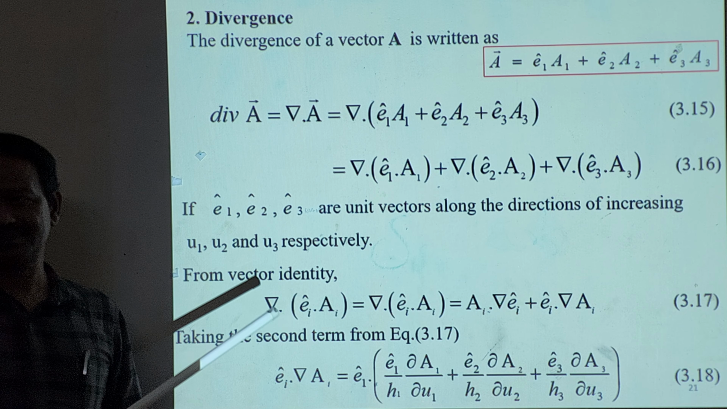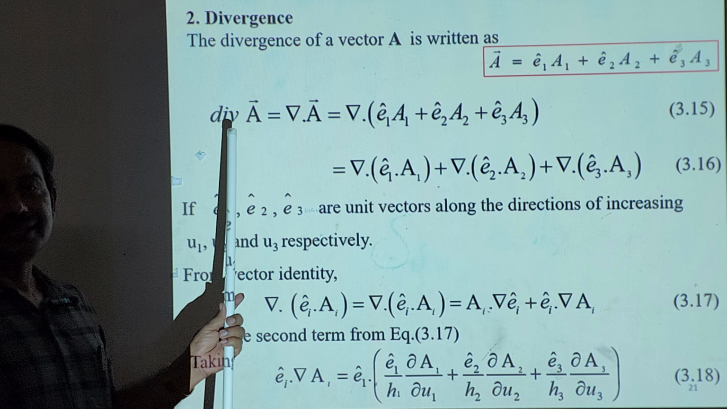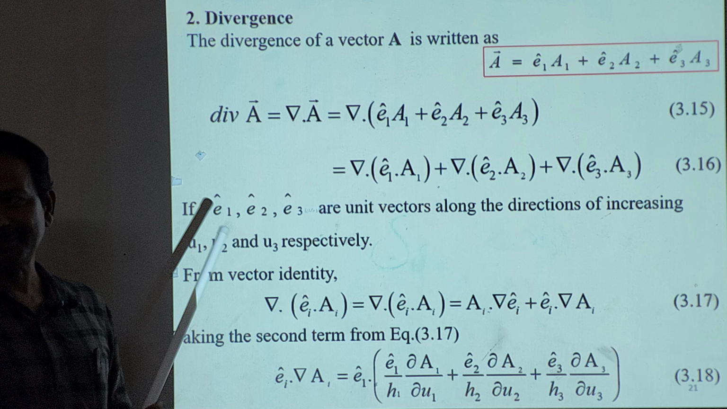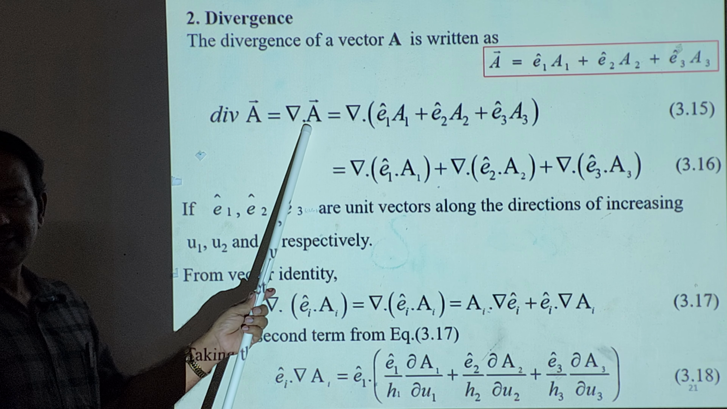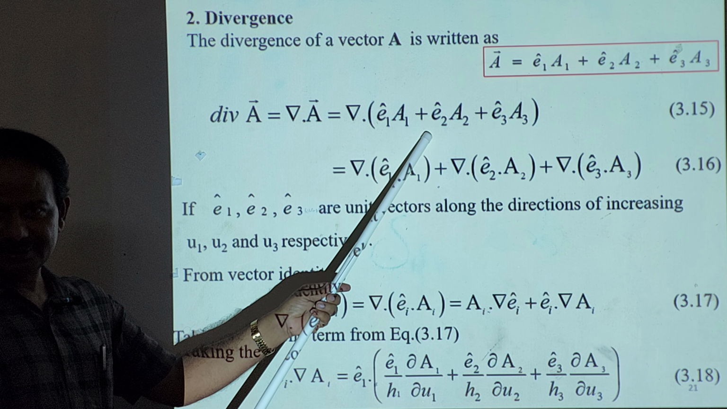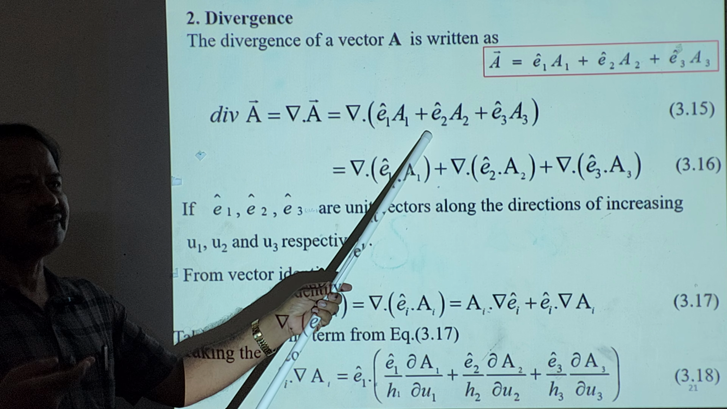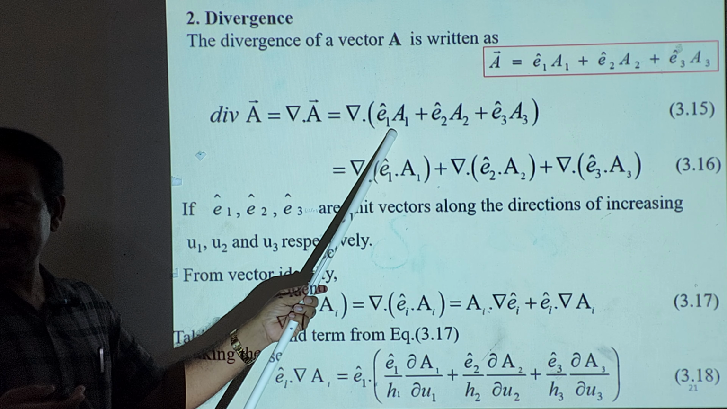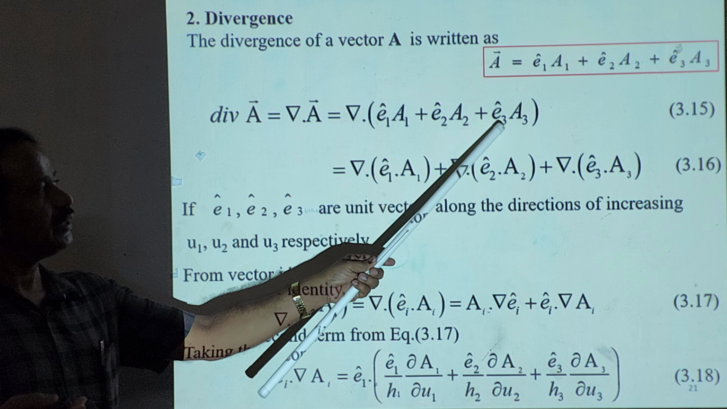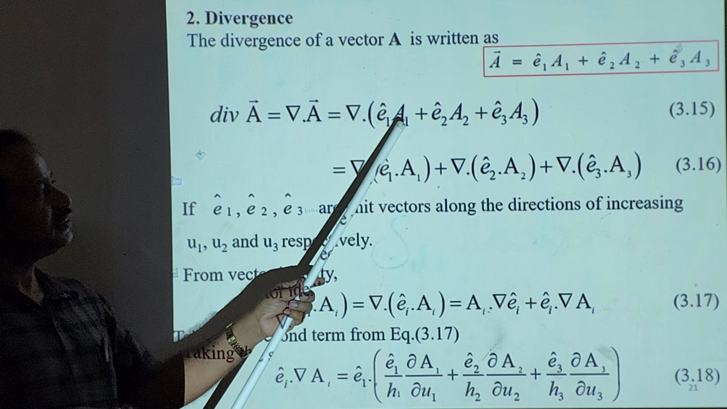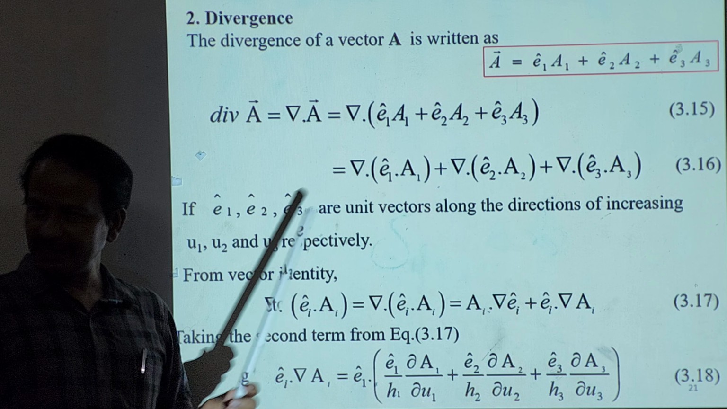Now we go for the divergence. Divergence is nothing but div A, which is nothing but del dot A. A expression is given by this: A1 E1 cap, A2 E2 cap, A3 E3 cap. So this can be expressed individually, correct?